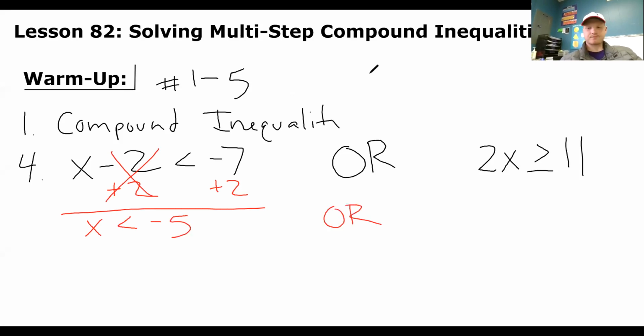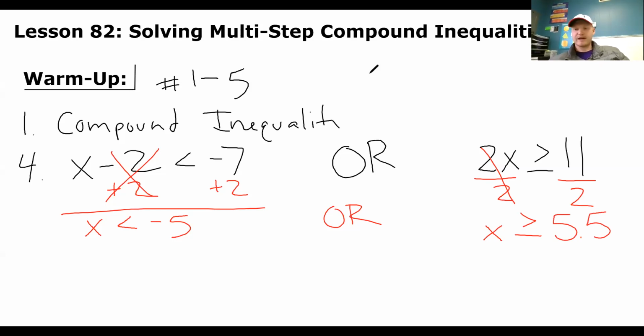Or, so for this one, we divide by 2 on both sides, and I am left with x is greater than or equal to 5.5. If you're wondering how I got 5.5, what is 2 times 5? 10. And then half of 1 is going to be a half. So that's how I got my 5.5 there.